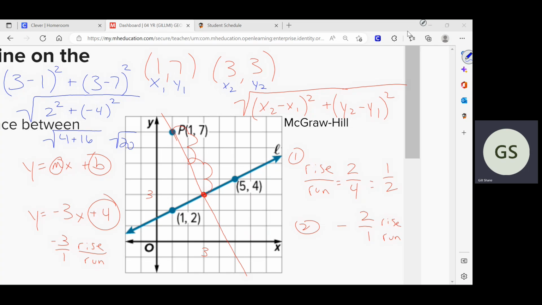So the answer is square root of 20, which probably is about 4.5, something like that. Maybe a little bit less than that.